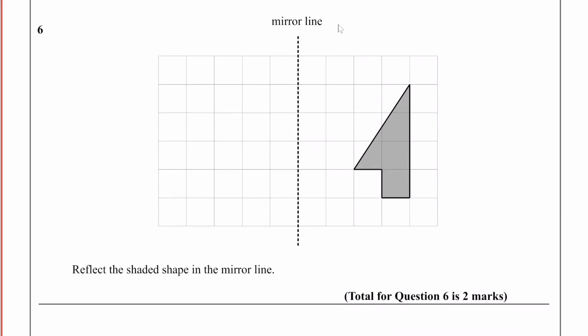Question 6, reflect the shaded shape in the mirror line. So for each point, I'm going to count the distance to the mirror line. So 2, and then 2 on the other side. For this point here, it's 3 away, so 3 on the other side. This point is 3, so 3 again. This one is 1, 2, 3, 4 away, so 4 on the other side. And this one up here, 4, so 4 on the other side. And we just join them up, and it should make a reflection of the shape.